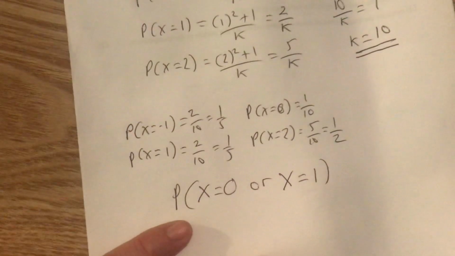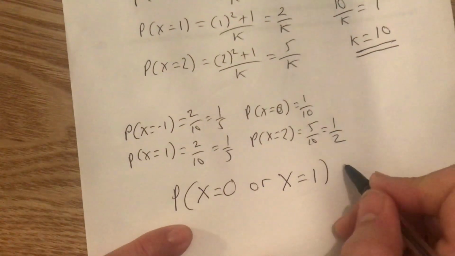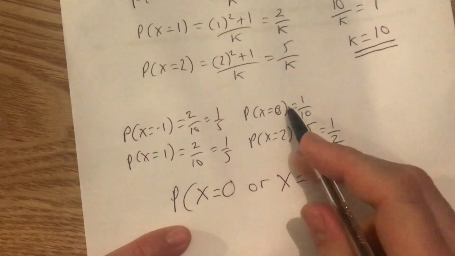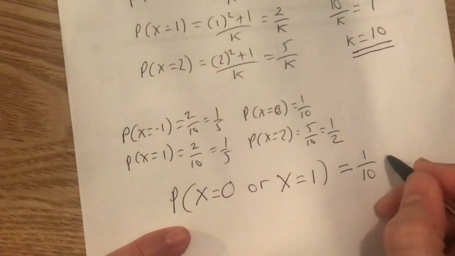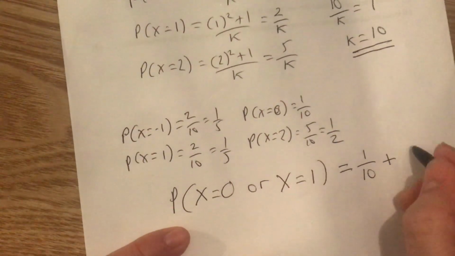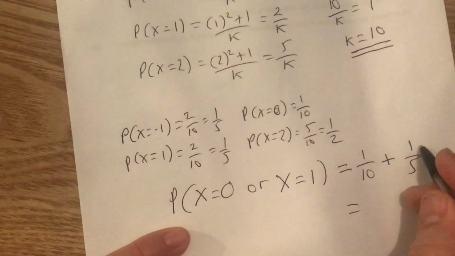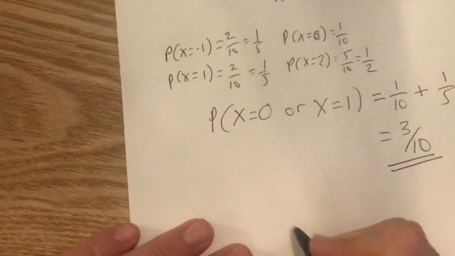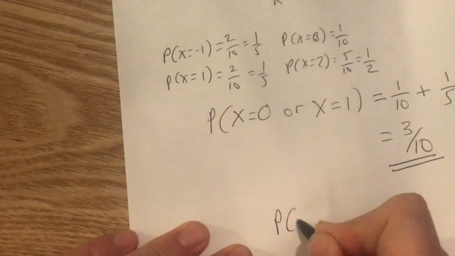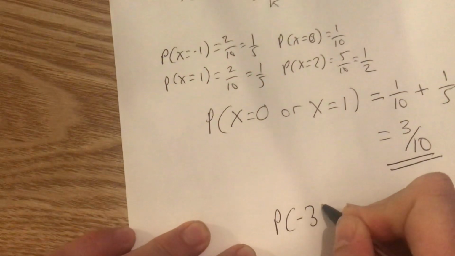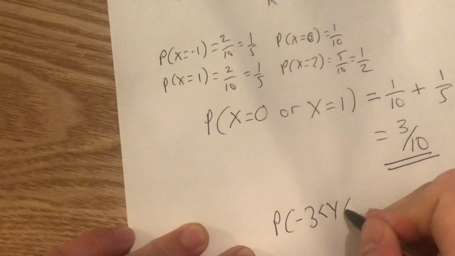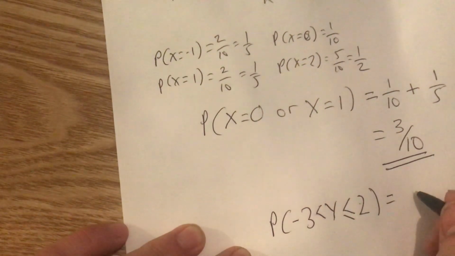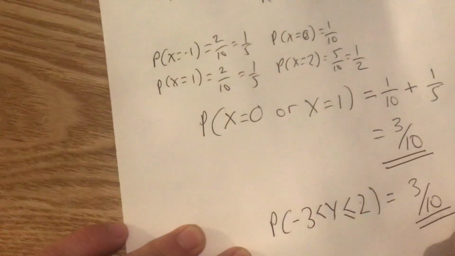which I've written there, which you can't quite see because I didn't have the video in the right place, but there we go. So let's have a look at what those are. X equals 0 is 1/10 plus x equals 1, which is 1/5. Well, that's 2/10, so that's going to give you 3 over 10. So I can write that in the form the question asks, probability that y is greater than -3 but less than or equal to 2, is 3/10.